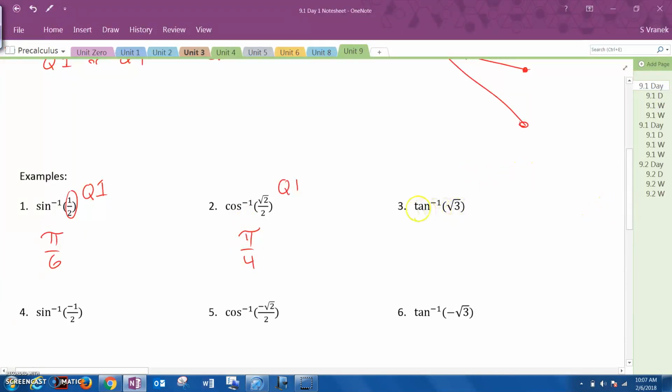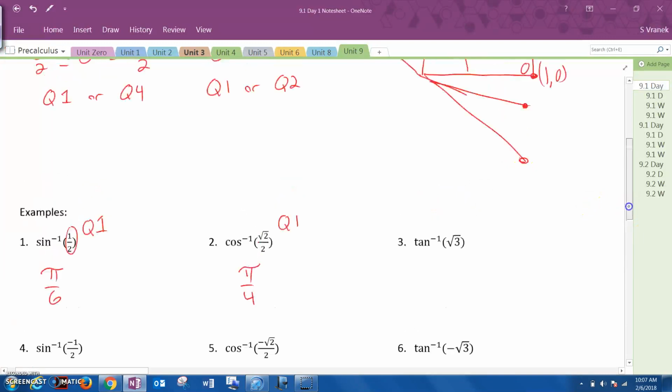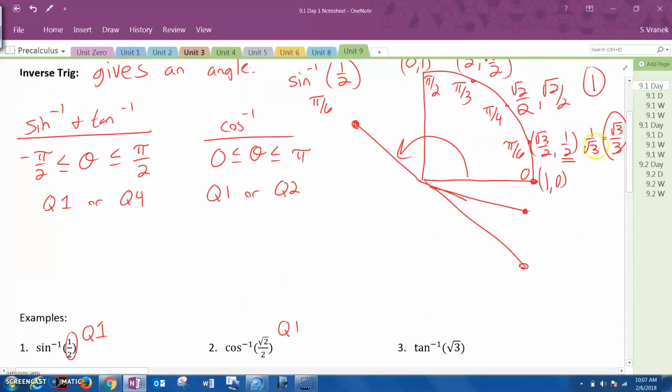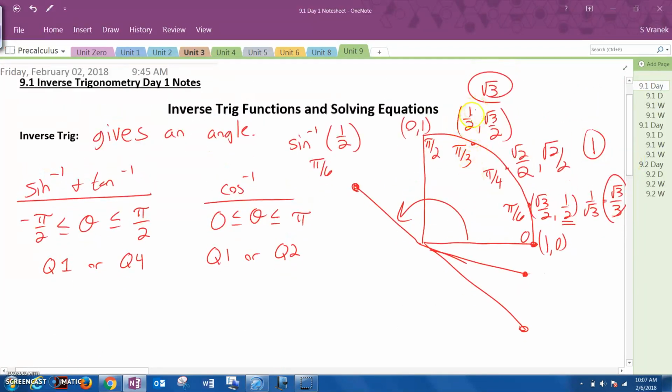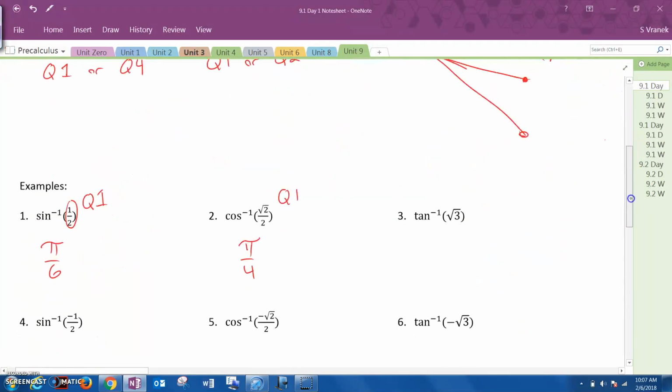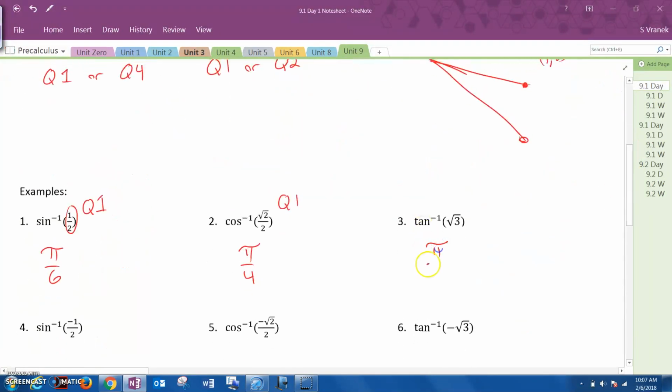Now tangent inverse, you have to remember that 1 over root 3 happens at the 30, or pi over 6, and root 3 happens at the 60 because it's up higher and the y is bigger. Remember, tangent is y over x. So tangent is root 3 at pi over 3.